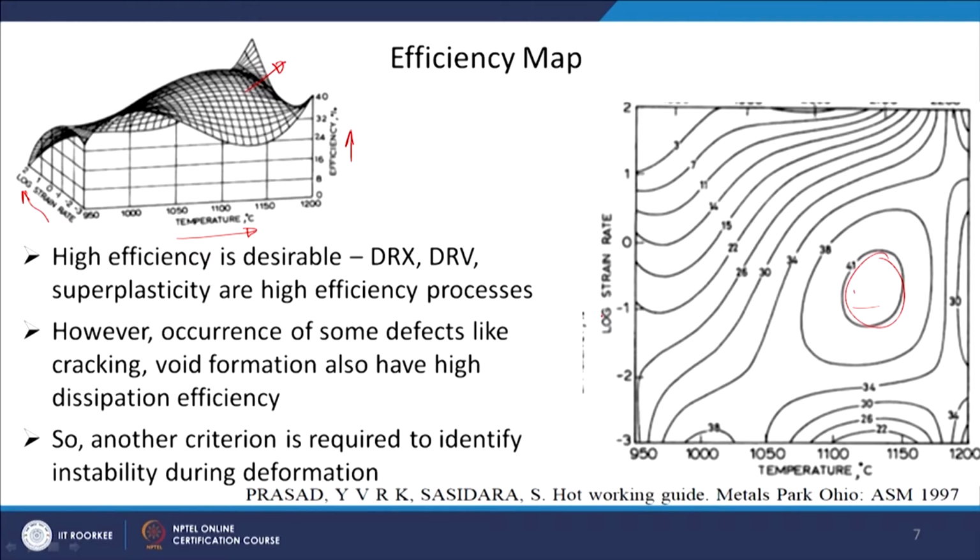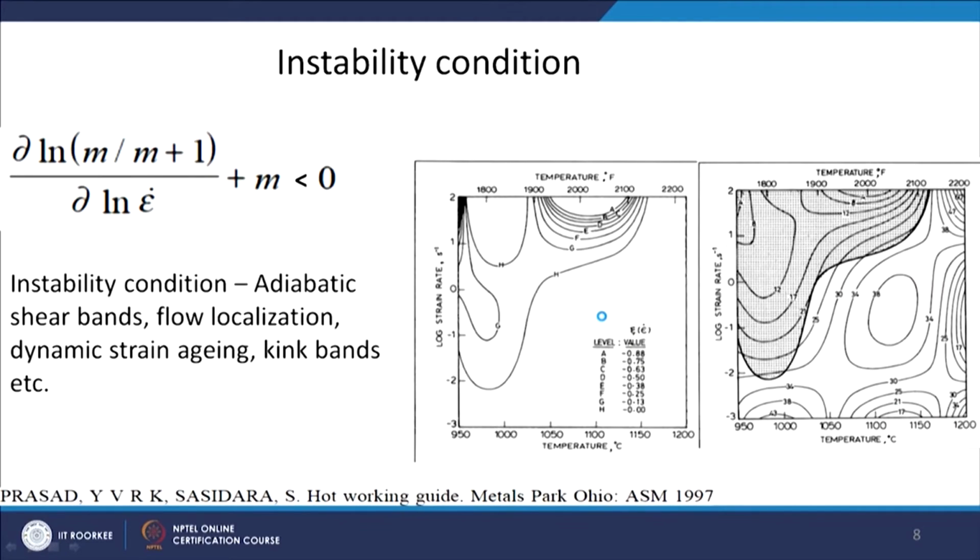Now, as I told you, because of the defects, some defects also have higher efficiency. So I need another criterion that can tell me where the instability is taking place. And this DMM model suggests what the instability criterion should be, which is also dependent on the strain rate sensitivity.